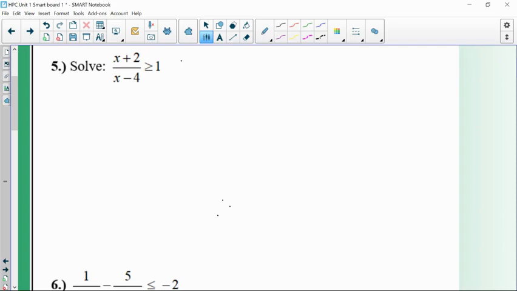And so in order to do that, I'm going to rewrite this as (x + 2)/(x - 4) - 1 is greater than or equal to 0. Now, that 1 that we have, I need to subtract it from the given expression. And I need to make sure it's a common denominator, which would be x - 4, since this one really just doesn't have a denominator. It's like a 1, right?